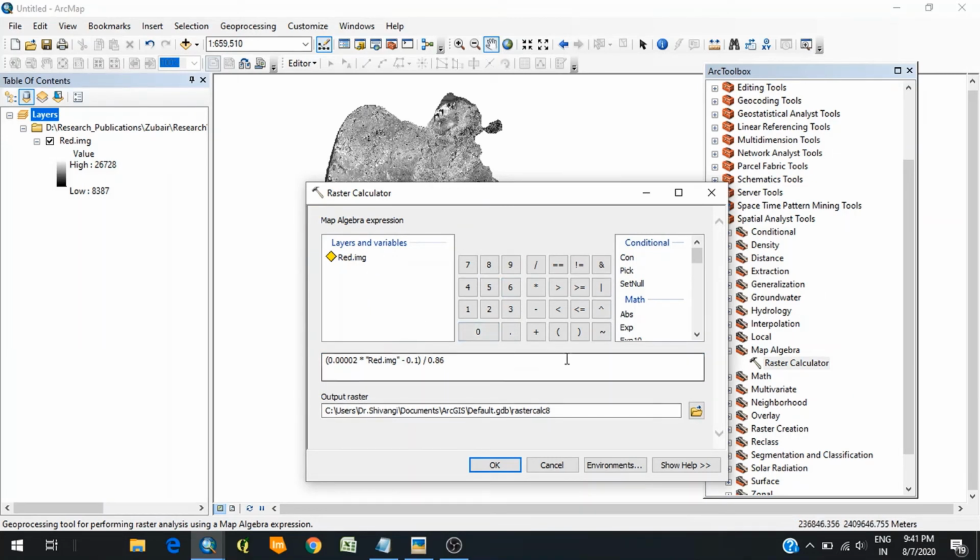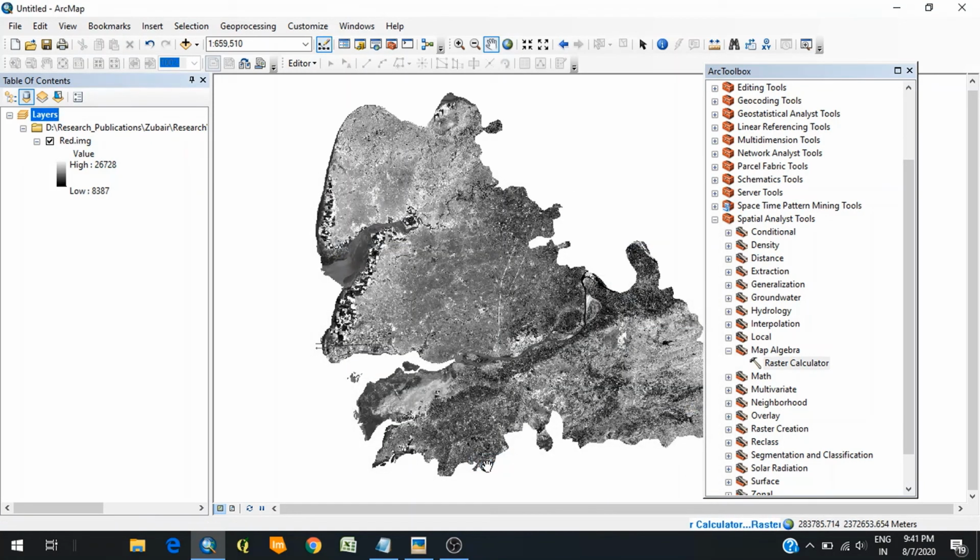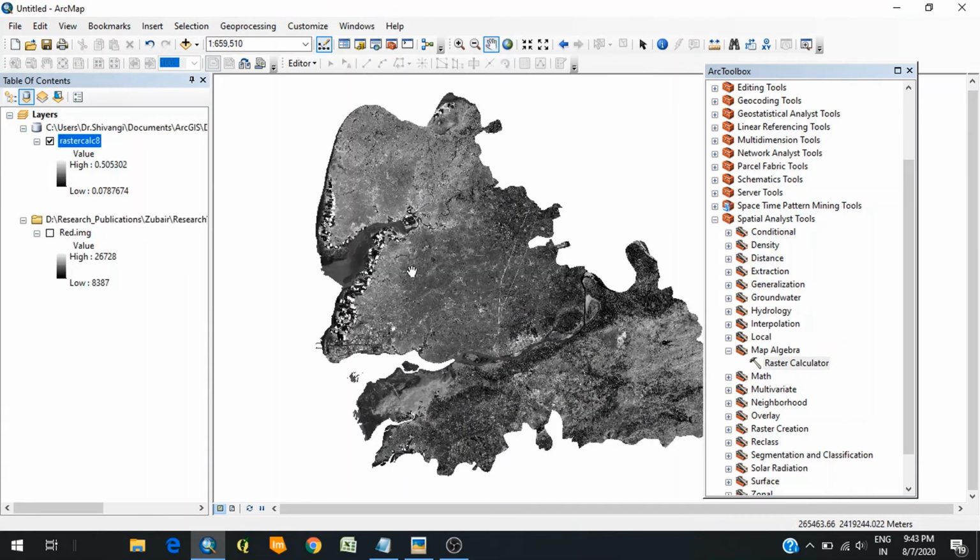So we have applied the formula, and here you can give the path where you want to save this calculated reflectance image, and then OK. So this is your image with reflectance values.